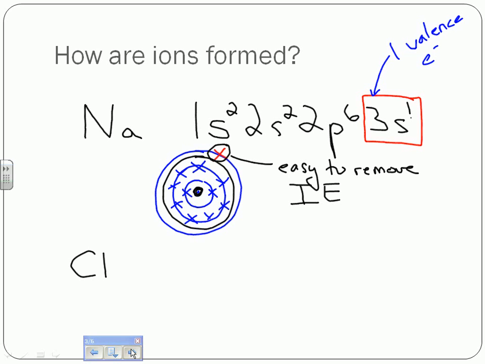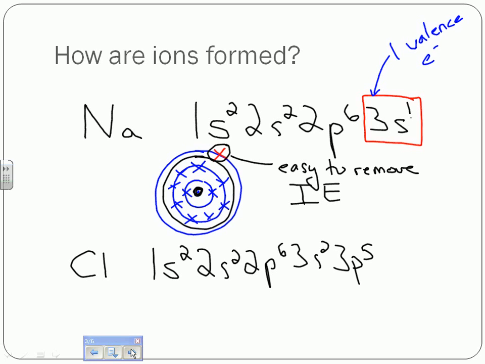If you take a look at the element chlorine, the electron configuration looks something like this: 1s2, 2s2, 2p6, 3s2, 3p5. Since there are 5 electrons in the outermost orbital of the highest energy level, a total of 7 valence electrons on chlorine, it's going to be very difficult, if you sketch out Bohr's model of chlorine, to remove all 7 of those electrons. But what we can do is add 1 electron to it in order to complete that third energy level.